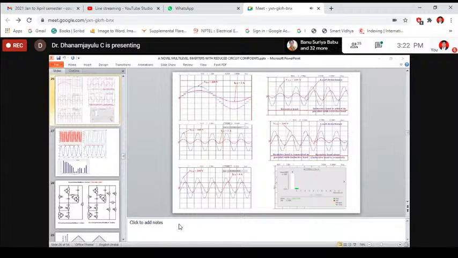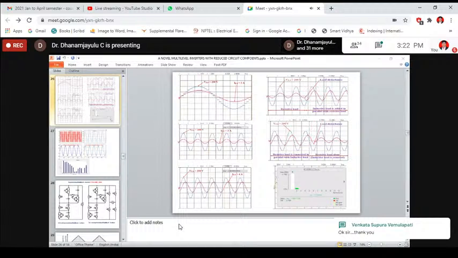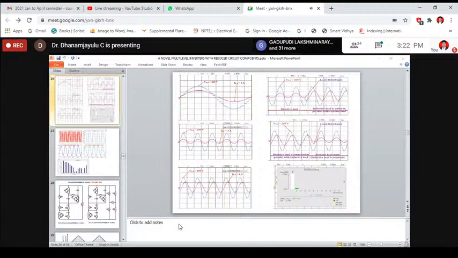So once again I'm saying, you need to test your inverter with linear loads and non-linear loads, by reducing the number of components. Even if you reduce one switch, that is one of the novelty. So directly you can connect, no issue. Yes, any doubts? Better to test your inverter with linear loads and non-linear loads, and with a reduced number of components.